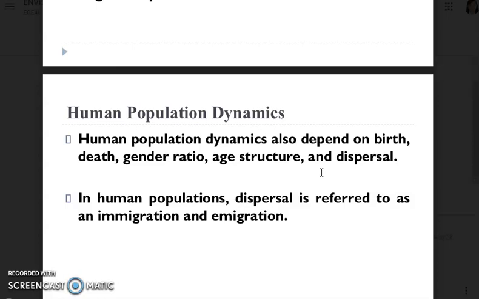So in human population, dispersal is referred to as immigration and emigration. You are called an emigrant if you go outside your country, and when you enter a foreign land, you are now called an immigrant, or you are now in the immigration.